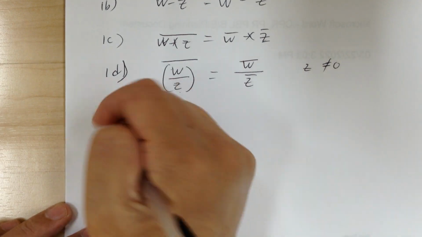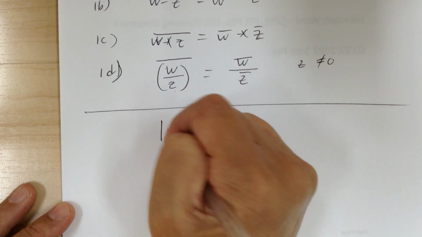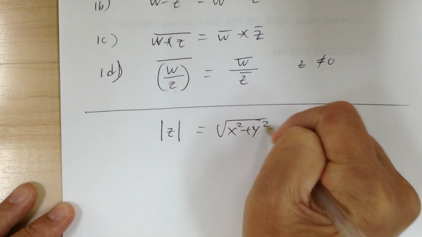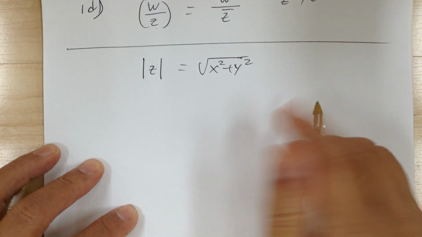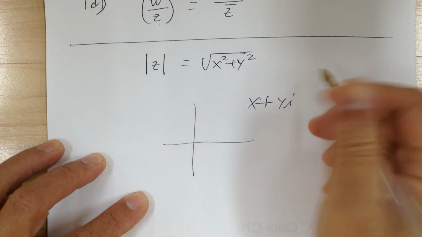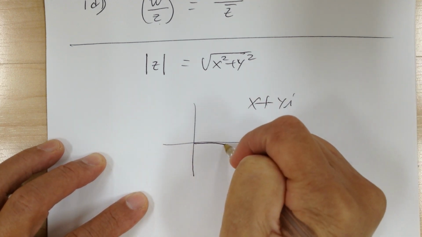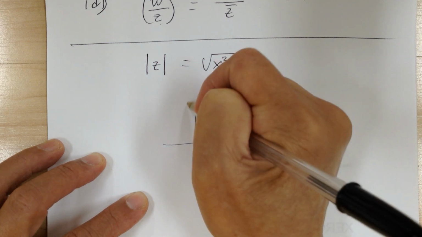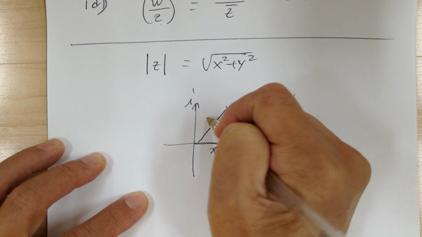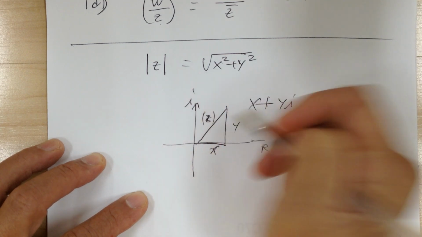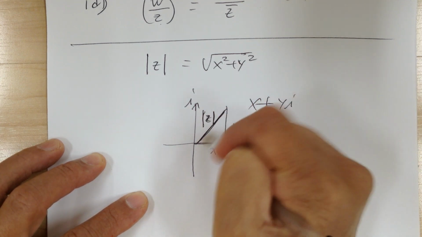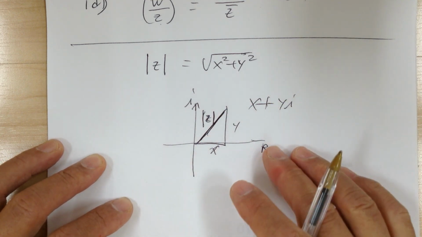Another thing you need to learn is that the absolute value of z is equal to the square root of x squared plus y squared. What it's saying is this: when you have x plus yi and you sketch that, it's going to be x, y, that's your real number, that's your imaginary number. So that's your x, here's your y, and here's the absolute value of z. When you sketch it out into a triangle, the absolute value would be the hypotenuse. Keep that in mind, that's going to be very important.